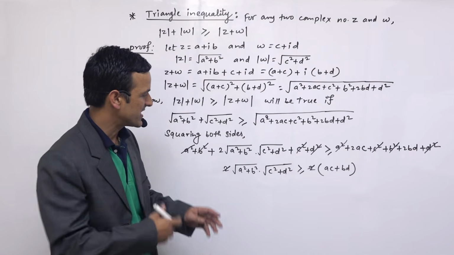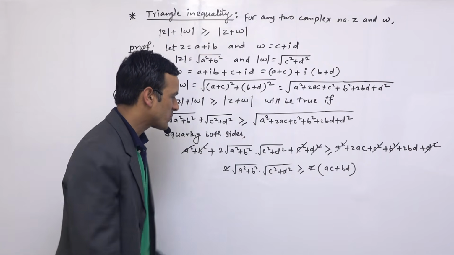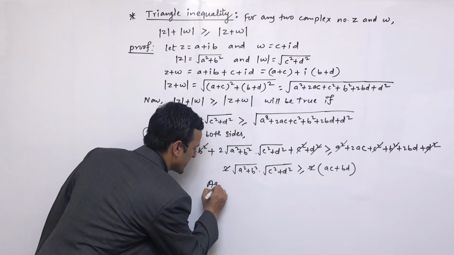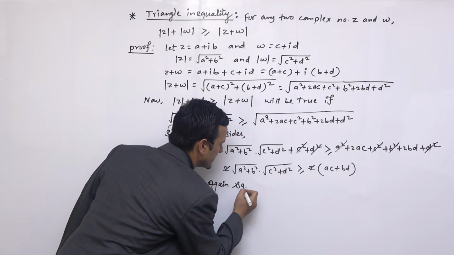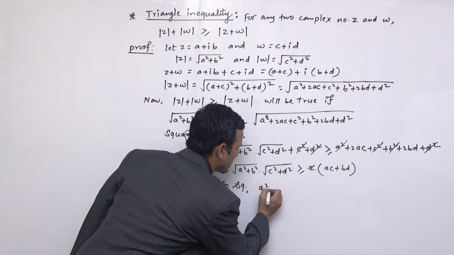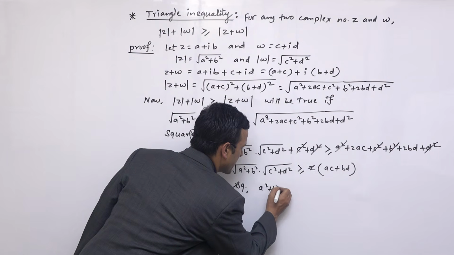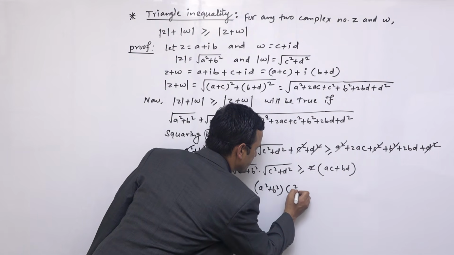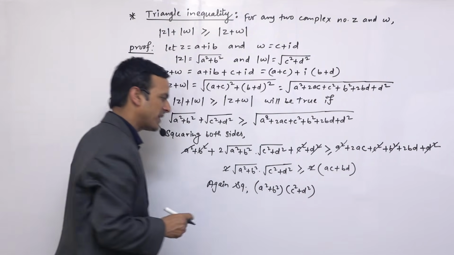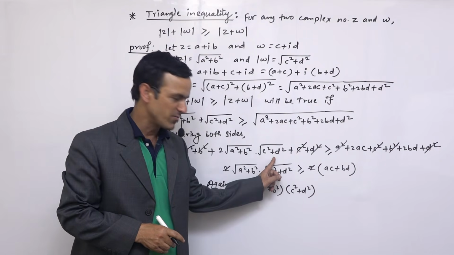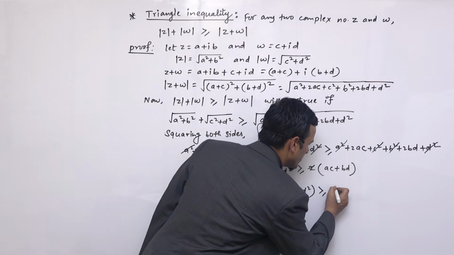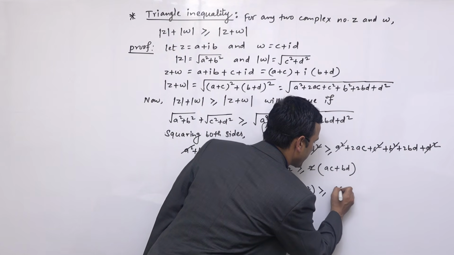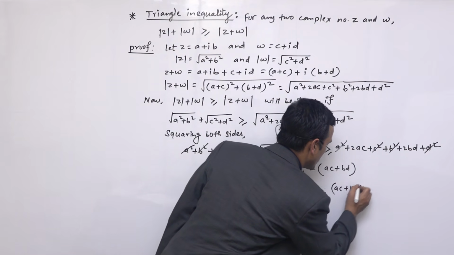So again we can take the square. Taking the square of this term, squaring again, then (a square plus b square) times (c square plus d square). So the root we can remove, all the root we can remove, and this is greater than or equal to (ac plus bd) whole square, (ac plus bd) whole square.